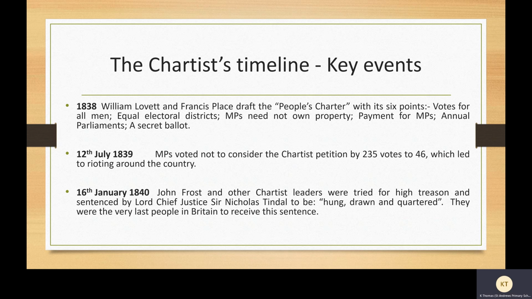The 12th of July, 1839. MPs voted not to consider the Chartist petition by 235 votes to 46, which led to rioting around the country. The 16th of January, 1840. John Frost and other Chartist leaders were tried for high treason and sentenced by Lord Chief Justice Sir Nicholas Tindal to be hung, drawn, and quartered. They were the very last people in Britain to receive this sentence.